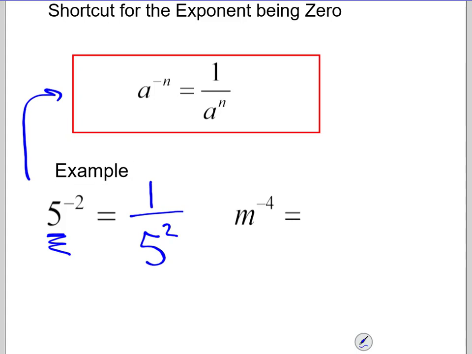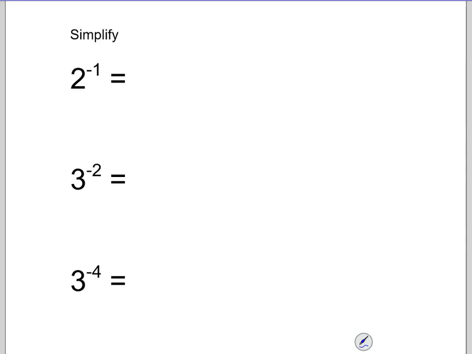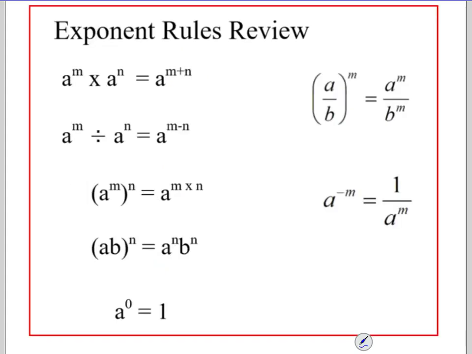So we look at m to the negative fourth. It's going to be 1 over m to the fourth. Okay, that's the last rule. It's kind of a tricky one. So let's just do a couple more here. If you want to pause it and try these yourself. Okay, so this one here would be 1 over 2 to the 1. This would be 1 over 3 to the 2. And this would be 1 over 3 to the fourth. Okay, so the base and the exponent values stay the same. It's just the location of terms that really starts changing.